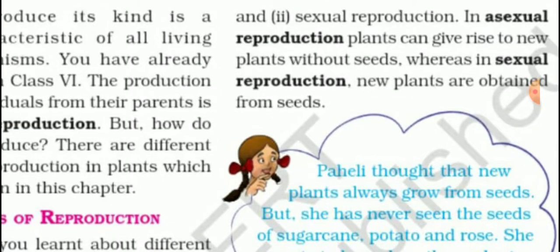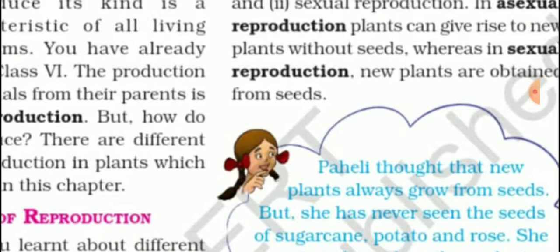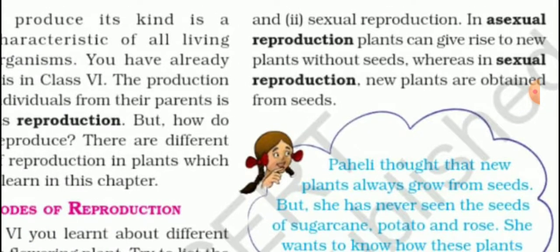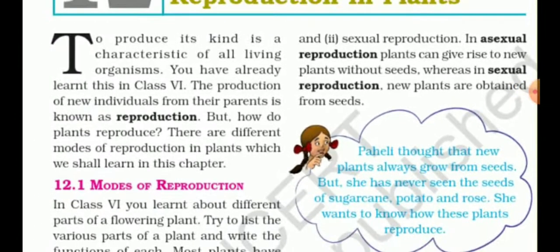In sexual reproduction, new plants are obtained from seeds. That is the main difference. What is the main difference between asexual and sexual reproduction, students? In asexual reproduction, the plants give rise to new plants without seeds. With seeds in sexual reproduction. That is the main difference between asexual and sexual reproduction.